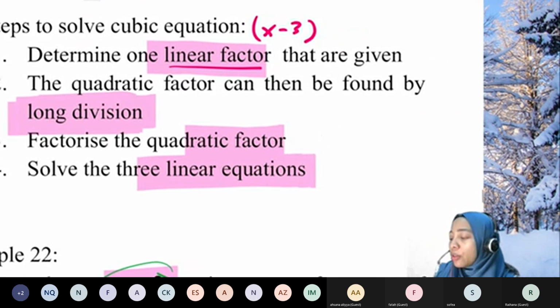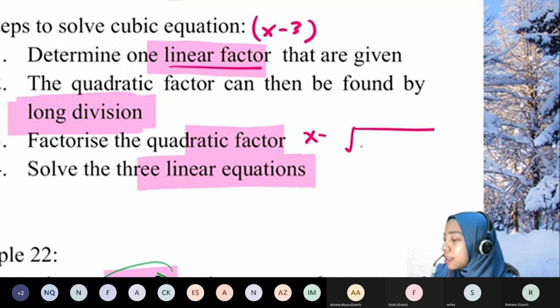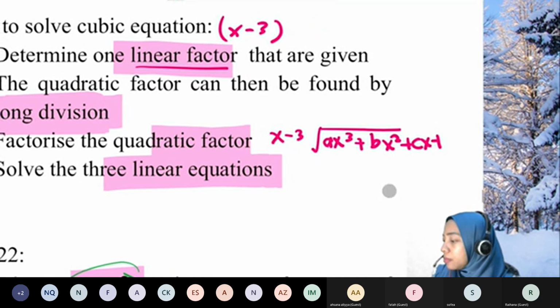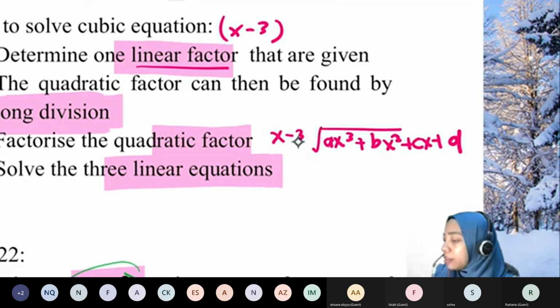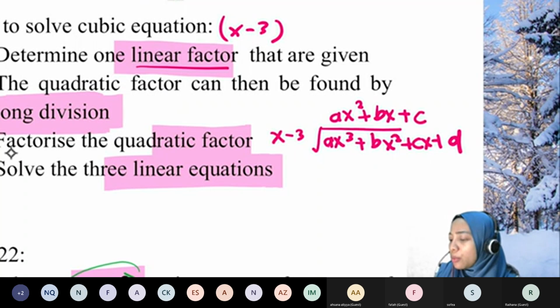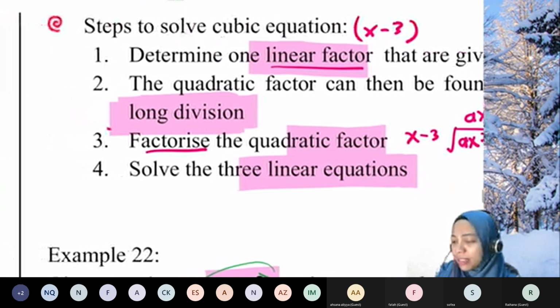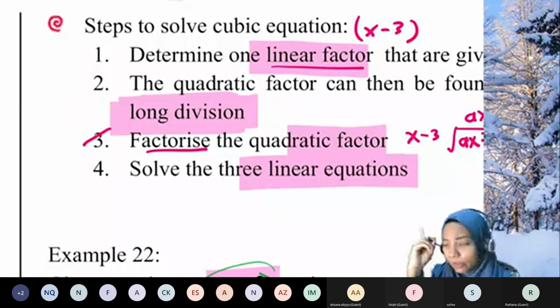Okay, factorize the quadratic. Okay, bila you bahagi-bahagi ni, contoh nanti later on you bahagi. Ini dekat sini ada x minus 3. Okay, contohlah ini adalah cubic function kan. Bx square plus cx plus d. Okay, bila you darab ni, bila you bahagi ni, you akan dapat something in a form of quadratic. That's why dia suruh kita, step yang ketiga adalah factorize the quadratic.